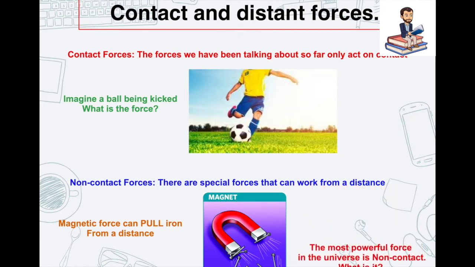And actually, the most powerful force in the universe, don't get all Star Warsy on me, guys, is actually a non-contact force. What do you think that force might be? We will talk about it a bit later.